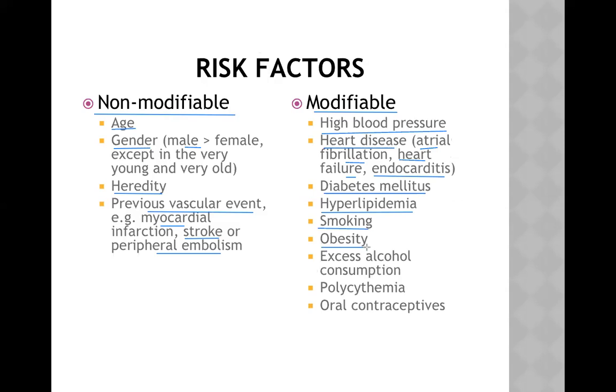Obesity, important risk factor. Excessive alcohol consumption or alcoholism, you can say. Polycythemia, any disease which leads to increased RBC concentration, that is called polycythemia, either primary or secondary, is associated with increased thrombus formation. So it is considered a risk factor. And OCP use in females, this is also associated with thrombus formation. So all of these are risk factors. So please revise them unless you are quite clear about them.